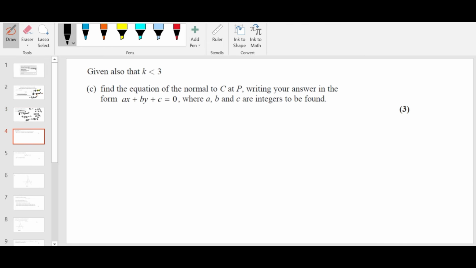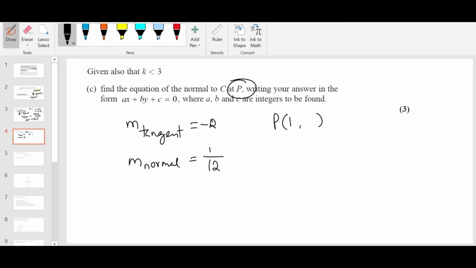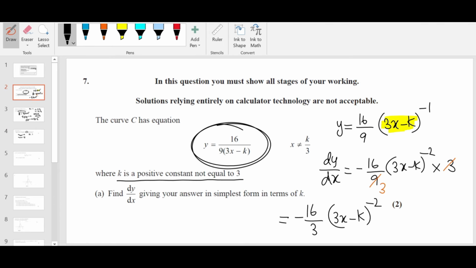Find the equation of the normal. To find the equation of the normal, we need that slope. The slope at the point P, which is given as the slope of the tangent, is negative 12. So the slope of the normal would be positive 1 over 12. And you need the point. Only the x coordinate is given. We need to find the y coordinate. So we take the original function, replace x by 1 and sub in the value of k.